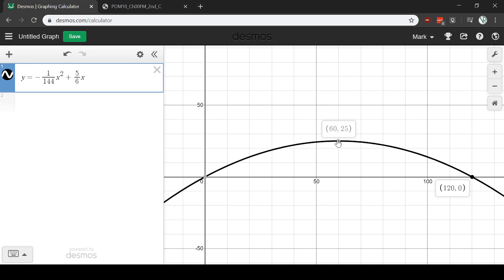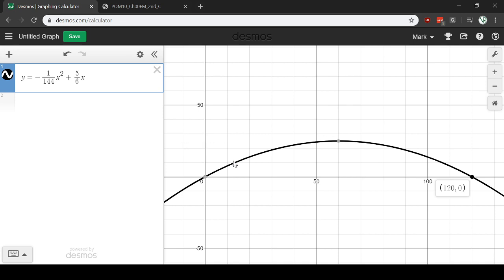Then it asks, what is the height of the bridge 12 meters horizontally from one end? It doesn't matter which end you pick because this is a symmetrical graph. So we can use this to try and approximate it. It's going to be about, there we go, 12 and 9. So the height is going to be 9. You can use the graph to find the height as one way.